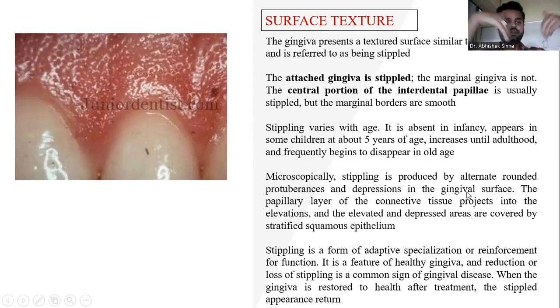You see that it depicts the connective tissue, the wavy pattern, connective tissue, epithelium, and connective tissue, the rete pegs. So how deep those rounded protuberances and depressions are will define the amount of surface texture that you will see. So stippling is a form of adaptive specialization or reinforcement for function. It is a feature of healthy gingiva, and reduction or loss of stippling is a common sign of gingival disease.